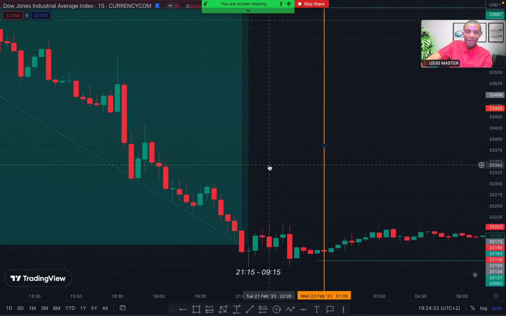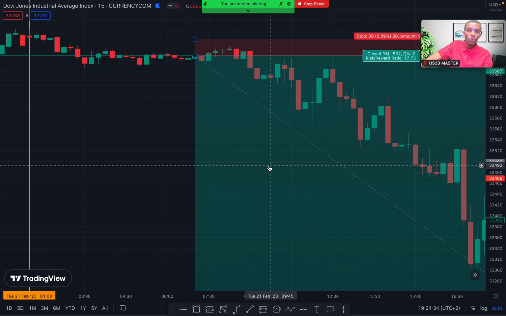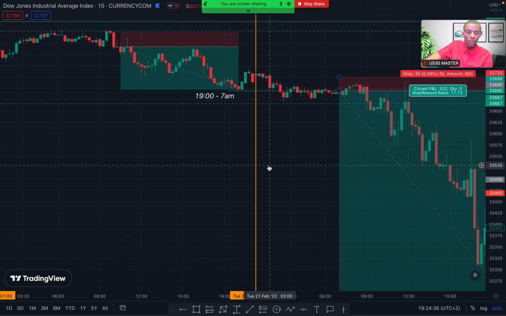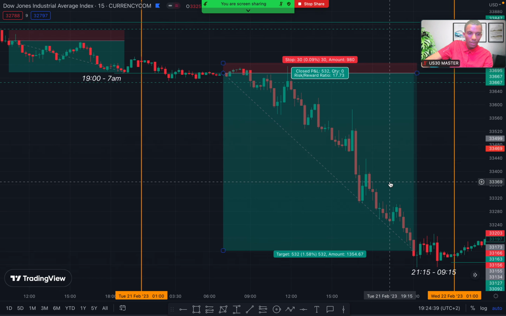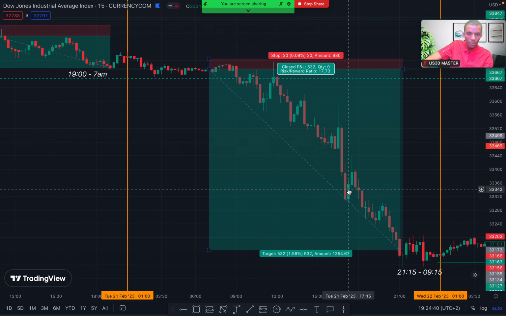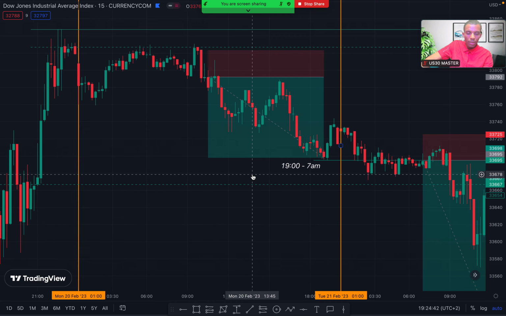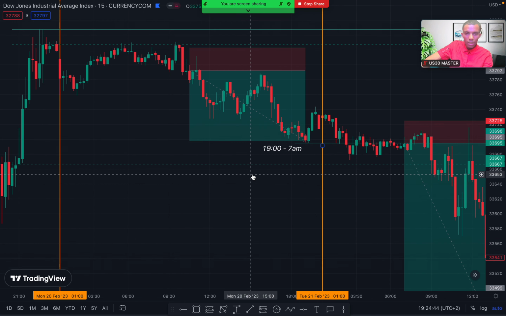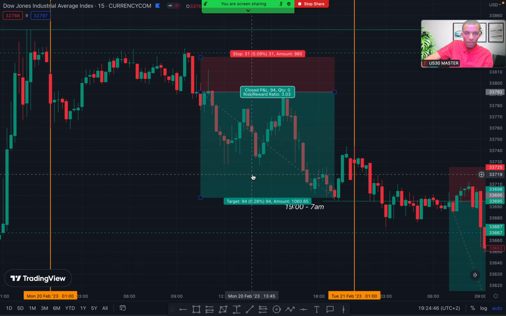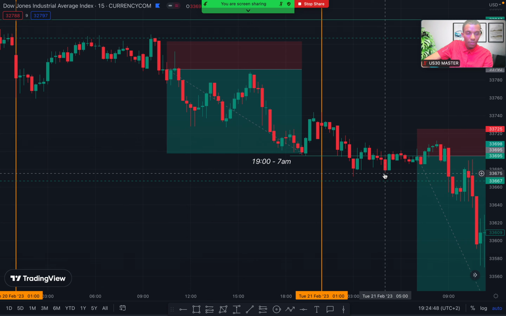So yes, last one guys. It's due to time, so I'm just going to show you the last one. This one we caught 500 pips. We caught 500 pips on this trade. So how did I catch it? Same thing, same procedure. In order to get an entry for Tuesday, you look at what?